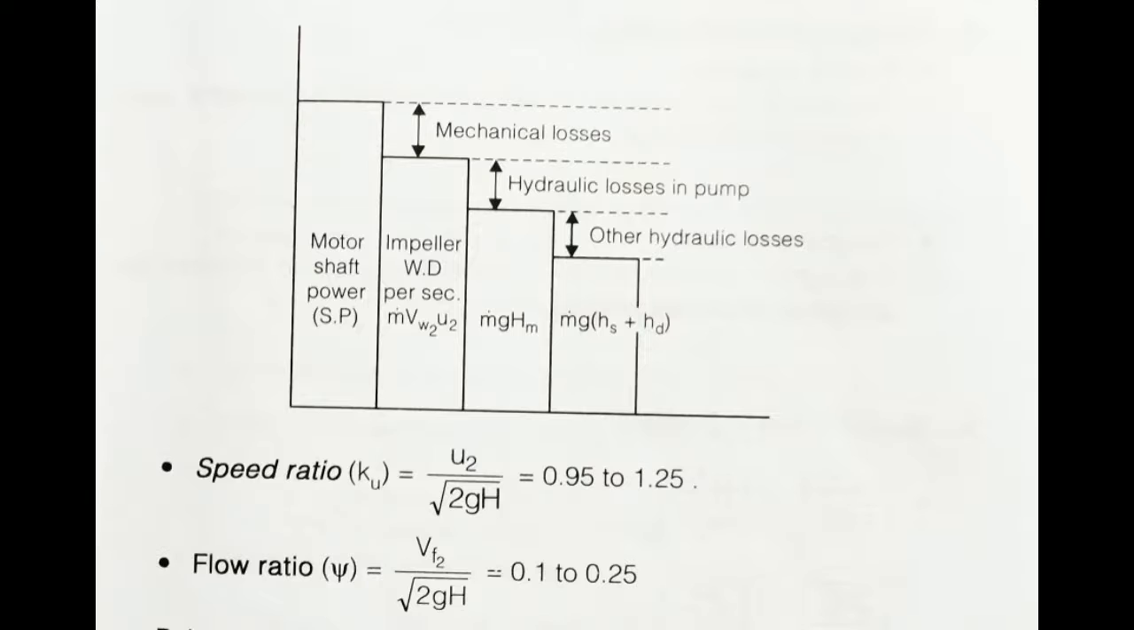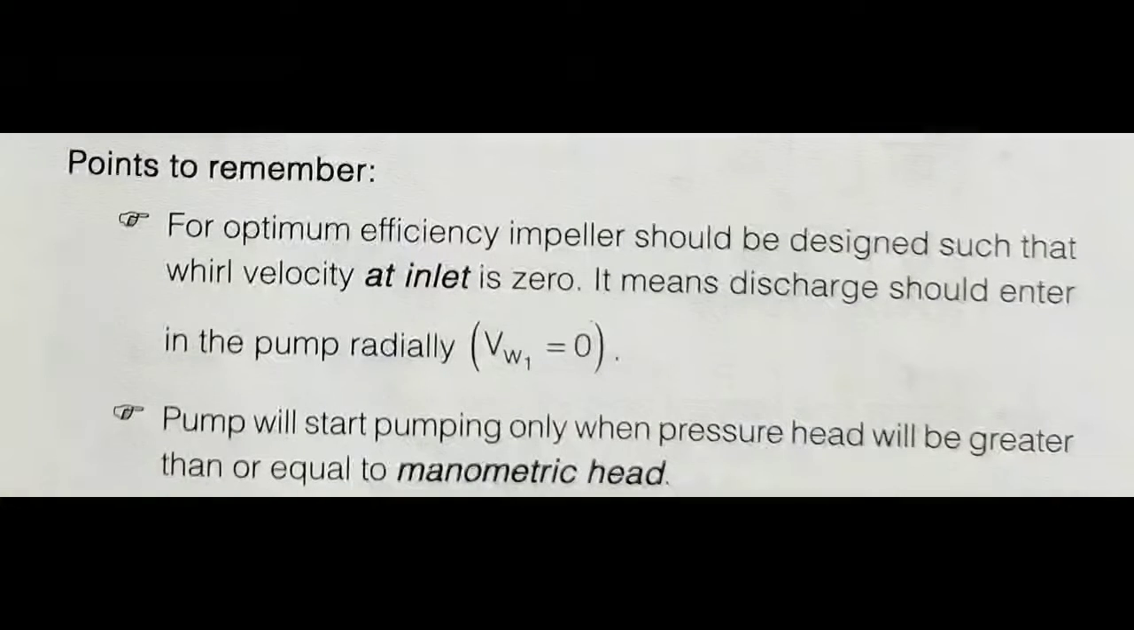Some of the points say that for optimum efficiency, the impeller should be designed such that the whirl velocity at the inlet is 0. It means discharge should enter the pipe radially, Vw1 equal to 0. That is the whirl velocity Vw1 at inlet. The pump will start pumping only when the pressure head is greater than or equal to the manometric head.